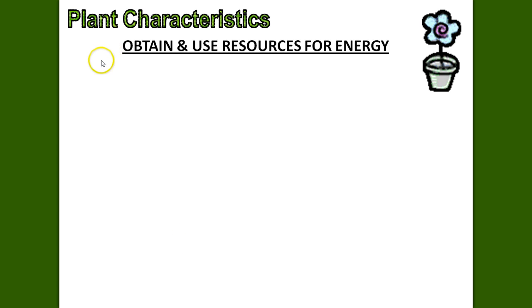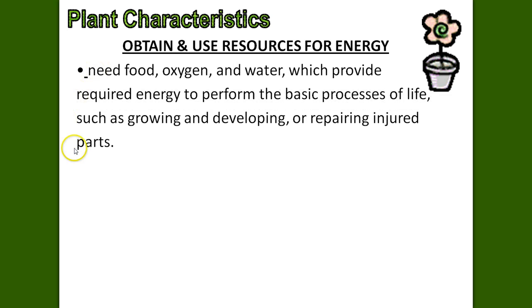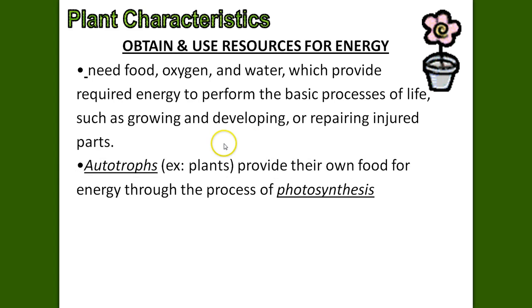Plant characteristics. Obtaining and using resources for energy. We learned this last week and we filled out a chart. We need to know that plants need food and oxygen and water, which provide required energy to perform the basic processes of life, such as growing and developing or repairing injured parts. Autotrophs, plants, remember, plants are the only autotroph. Auto meant self, troph meant feed. So autotroph, self-feed. Autotrophs provide their own food for energy through the process of photosynthesis.